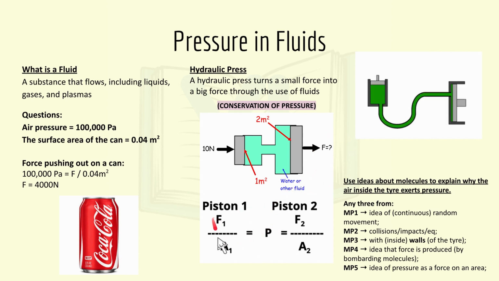Using this equation. And here's an exam question. Use ideas about molecules to explain why the air inside the tires exerts pressure. It's a 3-mark question, but there are 5 marks to get. You can answer any 3 from the idea of continuous random movement of particles, and they collide or impact each other. And this happens with the walls of the tire.